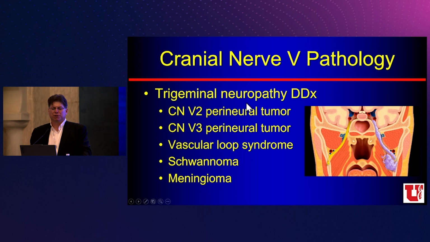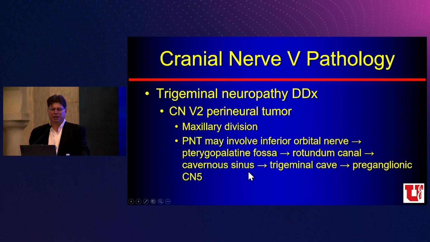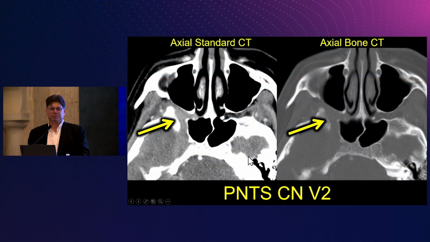So what normally causes neuropathy? Well, we have cranial nerve V2 and V3 perineural tumor spread. Then vascular loop syndrome is more likely to present with a trigeminal neuralgia, acute facial pain that's really chronic and bad. But we can see schwannoma or meningioma that may happen along the nerve. With perineural tumor spread, I see it more in my practice along V2 than V3, and then the facial nerve. But we look very closely at that anatomy, especially the pterygopalatine fossa, when we're thinking about perineural tumor spread there.